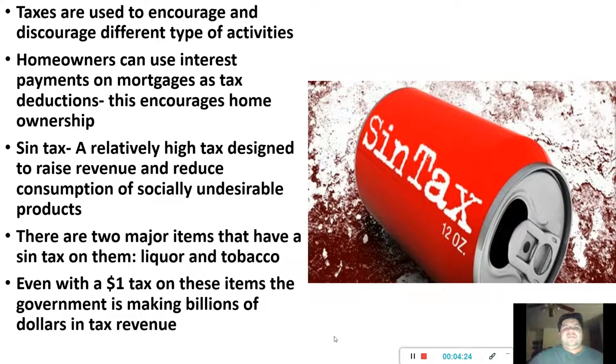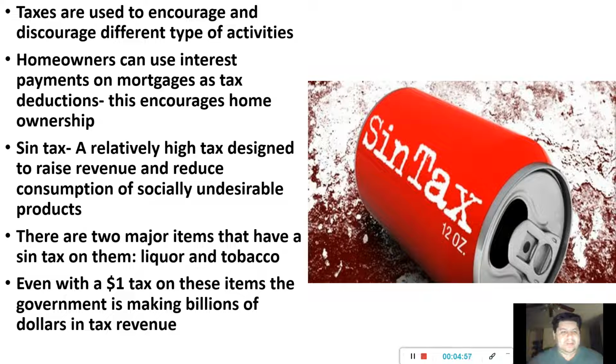Now, taxes also have another purpose. They can also encourage and discourage different types of activities. The government tends to add taxes or take away taxes to make people behave a certain way or do a certain thing that they want. A great example of this is that homeowners can use the interest from the payment on their mortgages as a tax deduction. Now, why is this significant? It encourages people to buy homes.